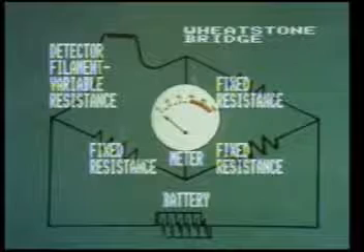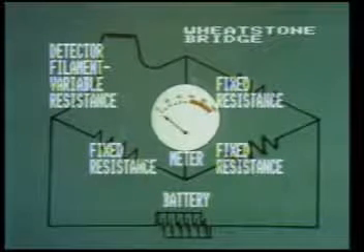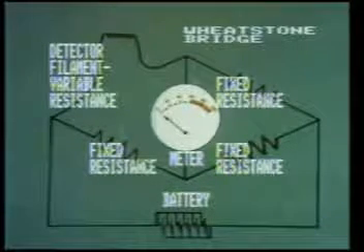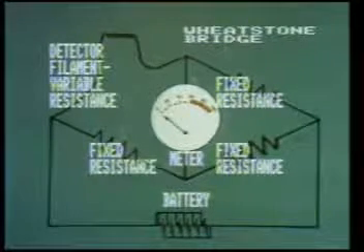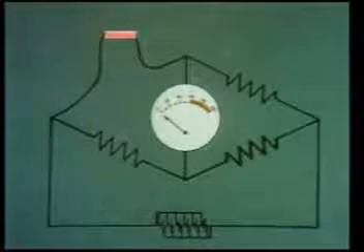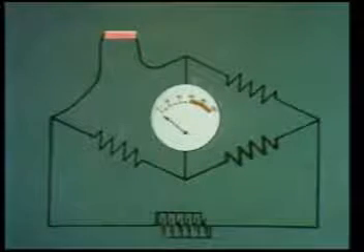If there is no combustible in the sample to burn, the resistance of the filament doesn't change. Therefore, the resistance remains constant in all four legs of the bridge, and it's in balance. If there is combustible gas in the sample, it will burn on the filament. As a result, both the temperature and resistance of the filament rise.